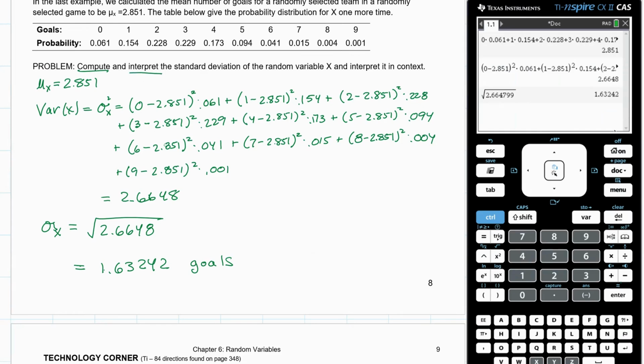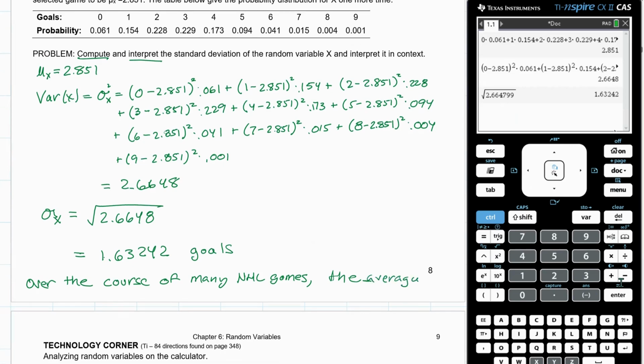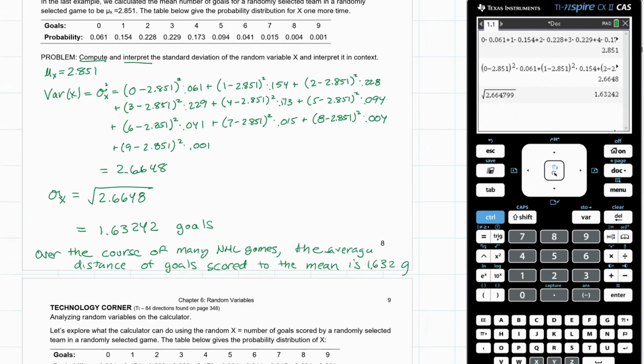What about the interpret? Our interpretation of that is over the course of many NHL games, the average distance of goals scored to the mean is 1.632, and the unit here is goals.